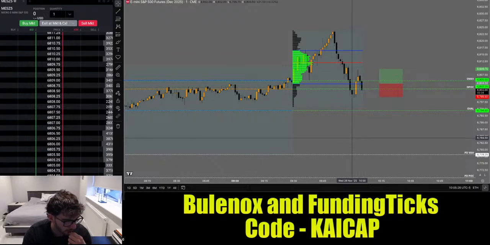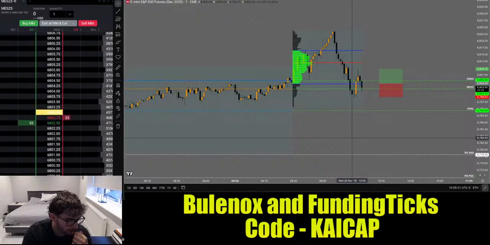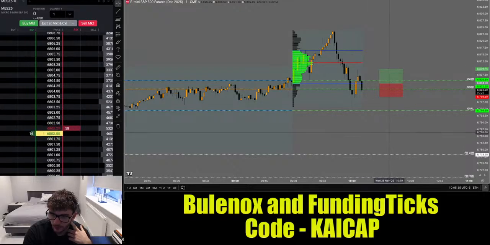I like that trade back up to the value area high. Yeah, I'll just get in to go for a 1-to-1. Just over a 1-to-1.